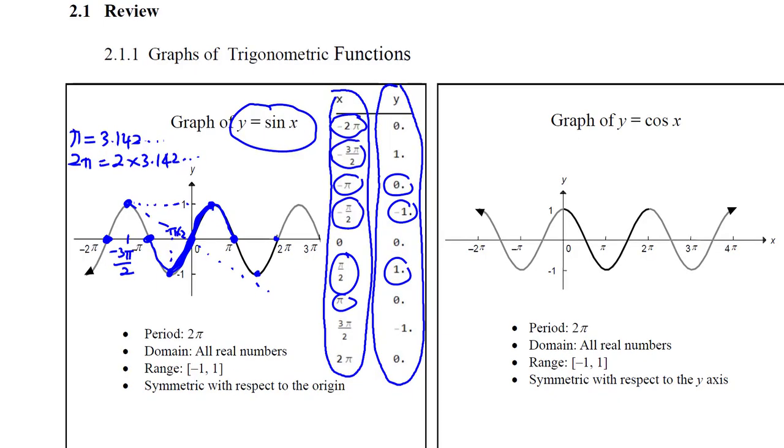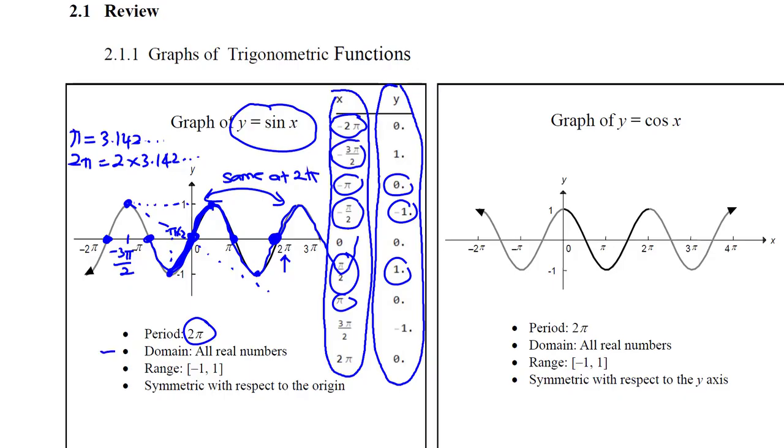Look at the properties of sine: the period is 2 pi. Meaning that this is the pattern from 0 to 2 pi, and then it repeats again. It repeats at 2 pi here. This is 0 until 2 pi, and then starting from here it is the same. So the period is 2 pi.